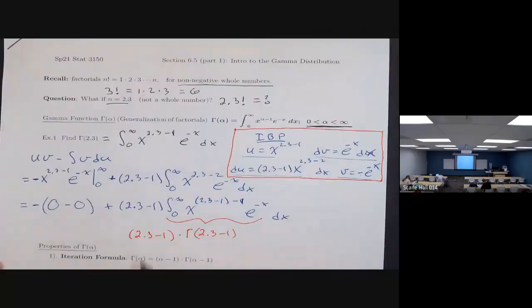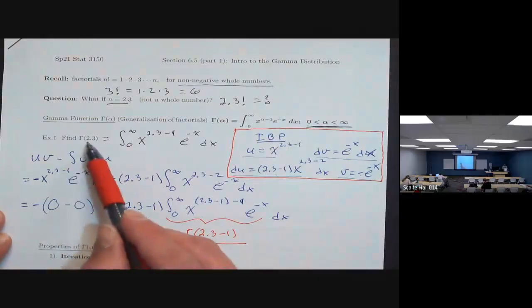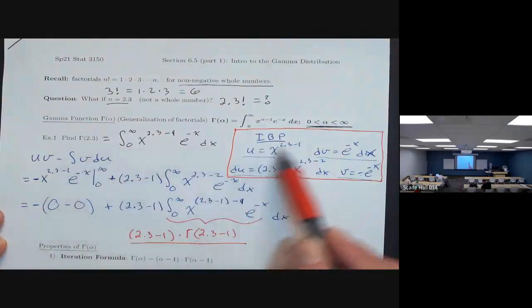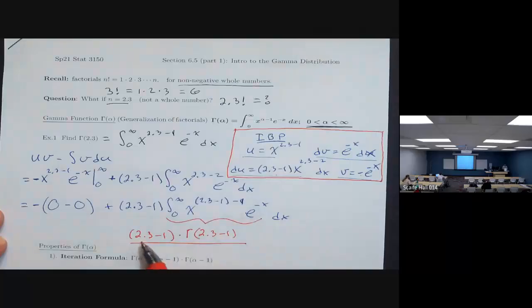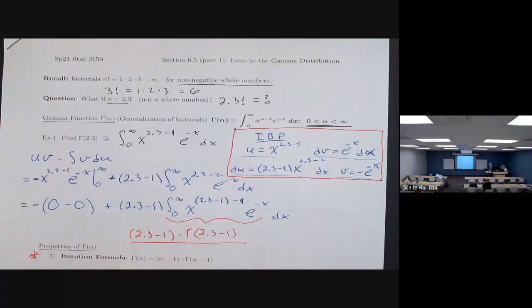Okay? So what happened? I actually get a number. Are we done? Well, we're going to be done for now. So gamma of 2.3, right? Go through everything. It ended up being 2.3 minus 1 times gamma of 2.3 minus 1. Now this is useful because we can keep going, but I'm going to stop with that for now. That's kind of our first formula.